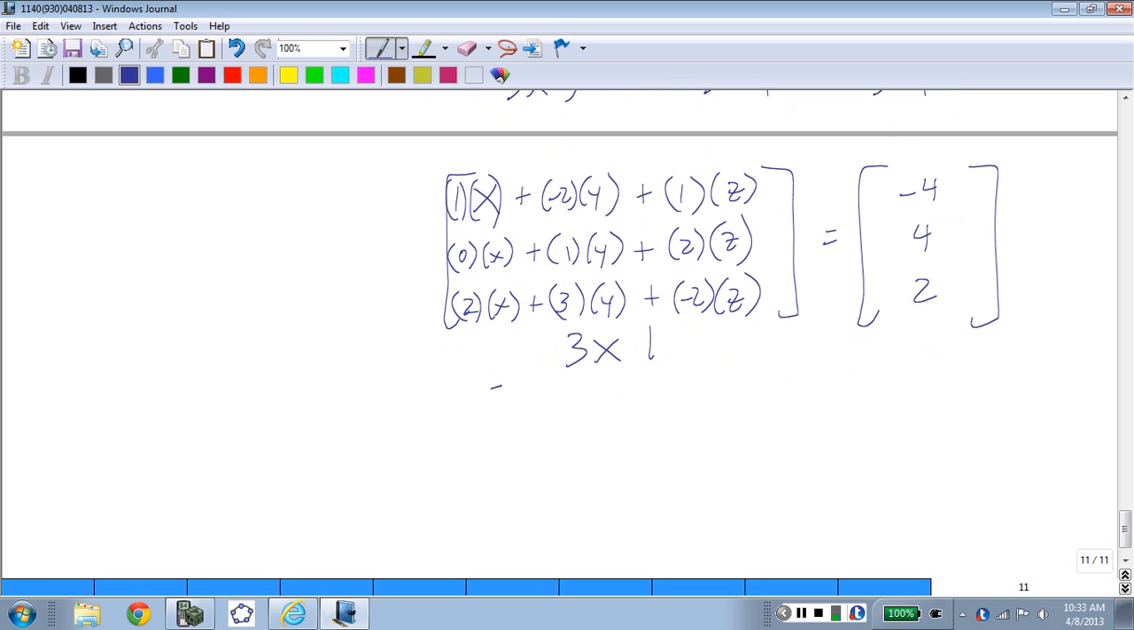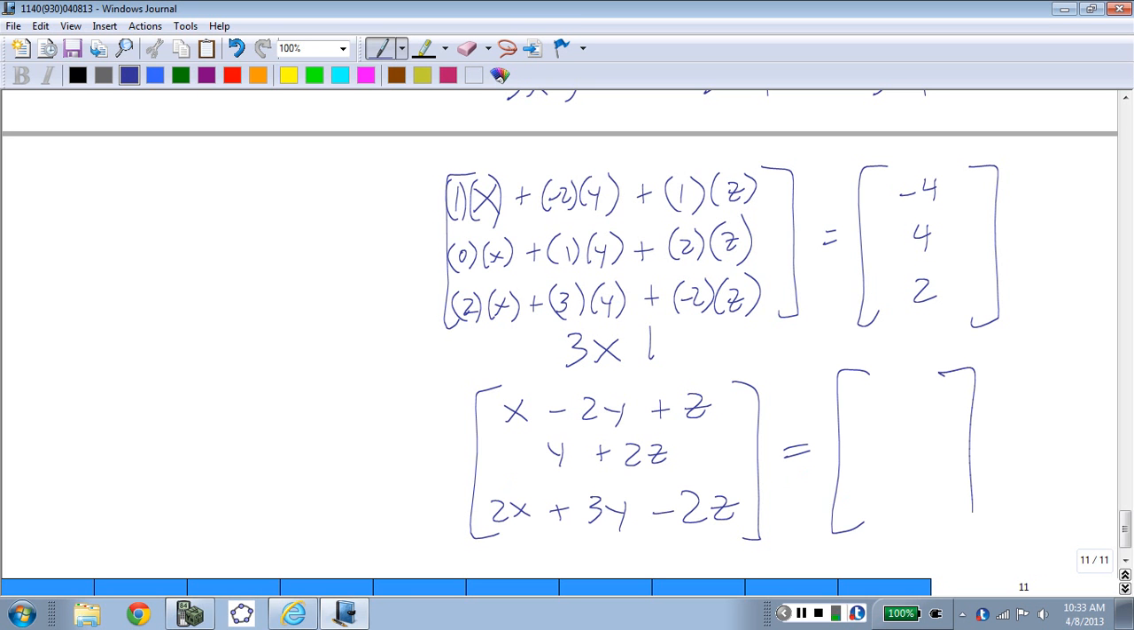When we simplify, it looks like 3 entries, but it's really just a single entry. If you give me an x, a y, and a z, I can crunch the numbers and I'll give you a single number. It's x minus 2y plus z. That's the lone entry in row 1. And then y plus 2z. I deliberately stagger them because that's the lone entry in row 2. And then 2x plus 3y minus 2z. That's the lone entry in row 3.